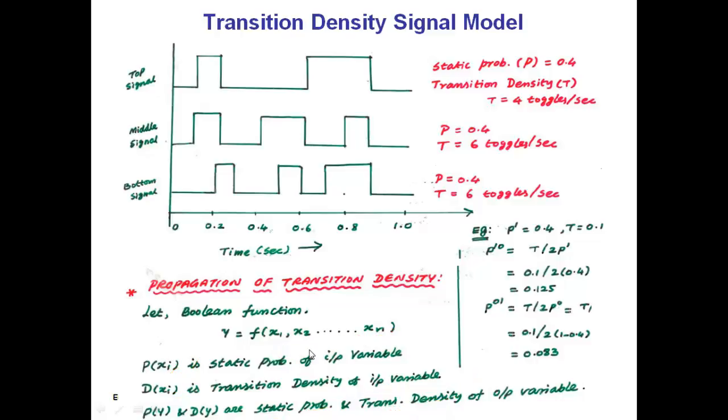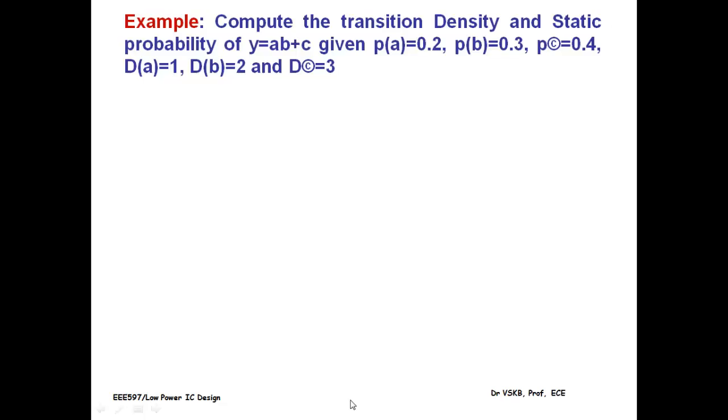That is, we would have the input variables, so many numbers. For them, the static probability at the input we know, and whatever the transition density of the input variables, we know. Using them, we will identify the probability of the output and the transition density at the output. Using them, how we would go for the power measurement ultimately, that is what would be our next attempt.